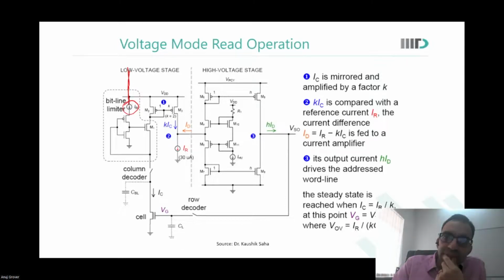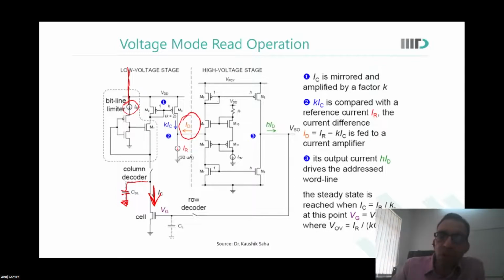With this cell current, I put a bit line limiter so that more than this current will not be sunk by the bit line. And there is this CBL, which I discharge with the current of IC. And when I start to do that, I mirror it to get the current KIC going in this arm. A voltage would appear over here. And depending on IR minus KIC, there could be some charge that would flow from a high voltage sense amplifier into this region. This output is amplified. So this ID is then amplified through this amplifier stage.